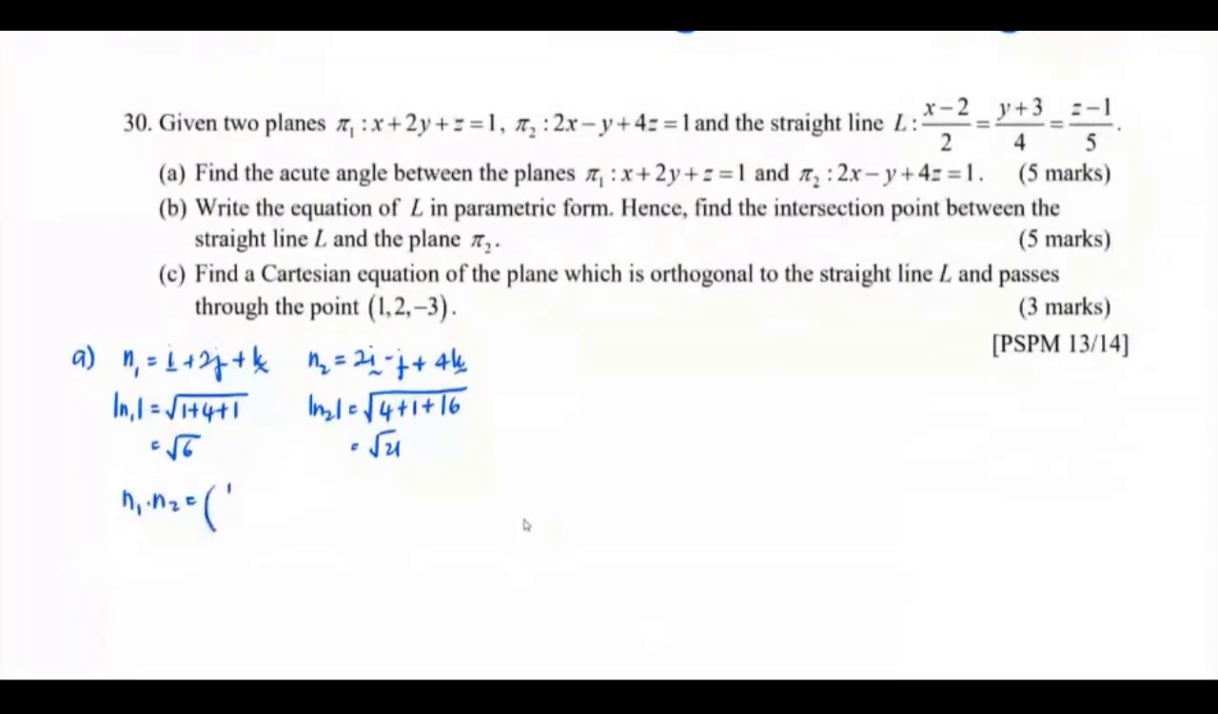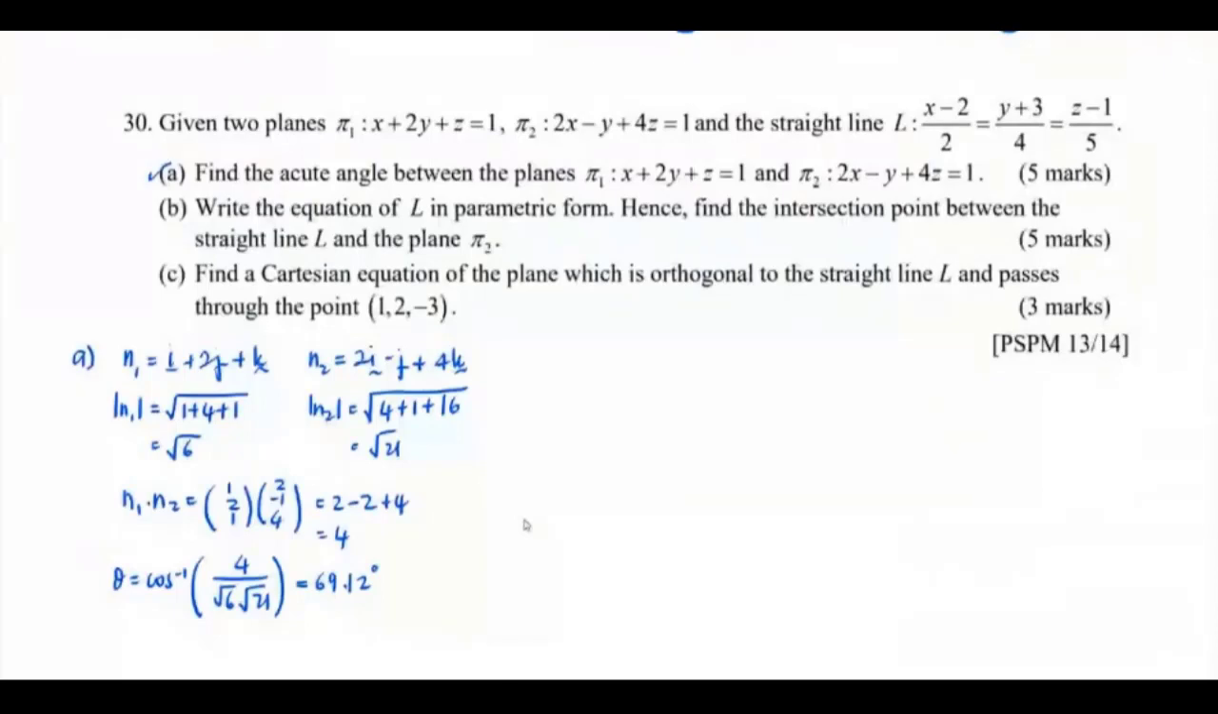So it will be 1, 2, 1 and 2, negative 1, 4. Directly we get 4. So the angle will be inverse cos of 4 over square root 6 square root 21. What is the angle? 69.12 degrees. Okay, so we are done with part A.